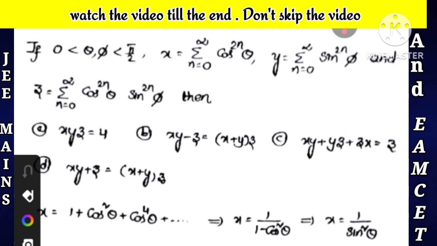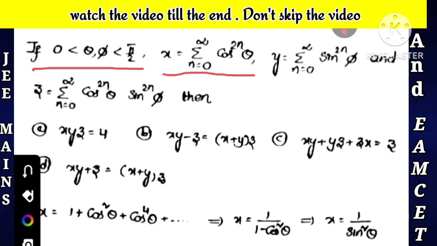The question is: if 0 < theta < pi by 2 and 0 < phi < pi by 2, and x is equal to summation n equals 0 to infinity cos^(2n) theta, and y is equal to summation n equals 0 to infinity sin^(2n) phi, and z is equal to summation n equals 0 to infinity cos^(2n) theta into sin^(2n) theta, then which of the following relations is correct? Four options are given like that.